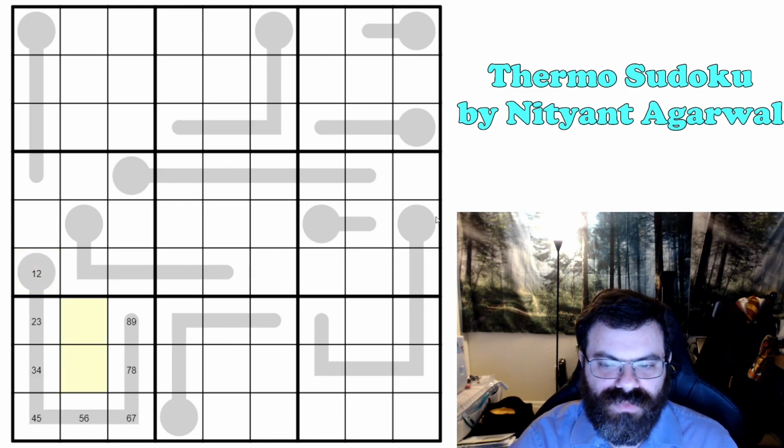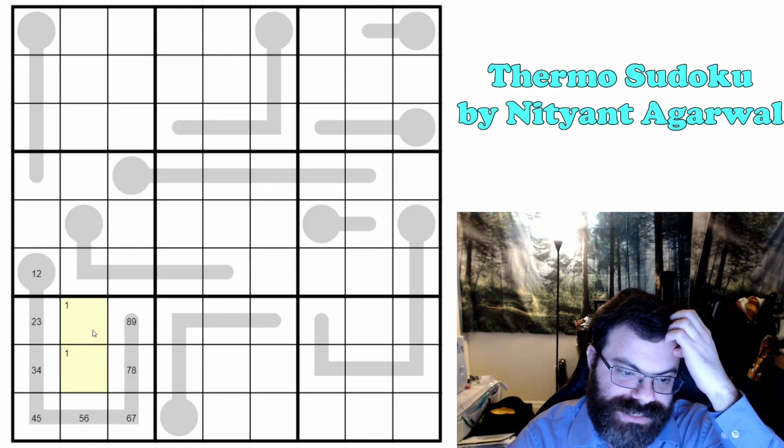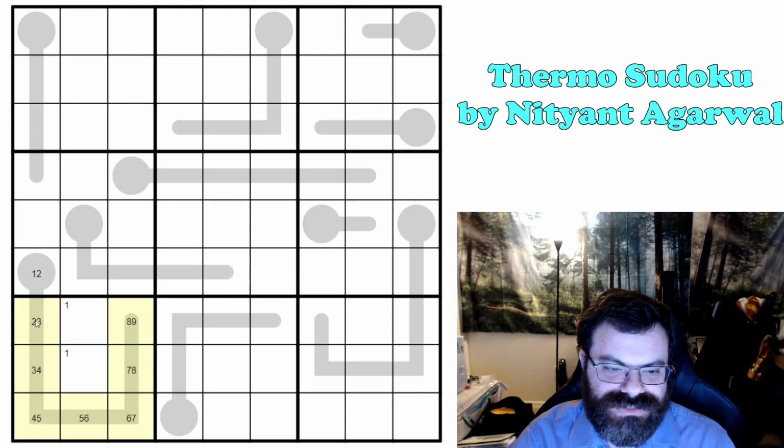So if we're going to have a 1, it's going to have to be in one of these 2 cells, which means that now none of these can be a 1. So we've actually removed a degree of freedom from this thermometer because it can't start with 1 anymore. Otherwise, there wouldn't be anywhere to put 1 in this box. So actually, these 2 cells are going to be a 1 and whatever value is missing from this thermo.